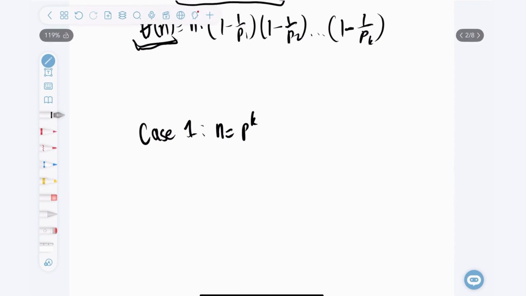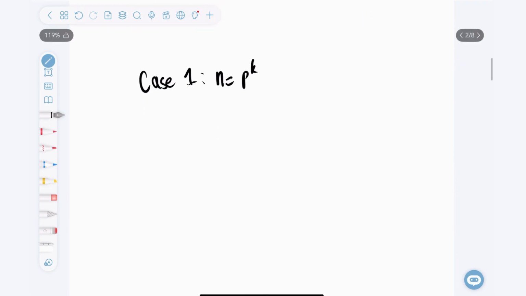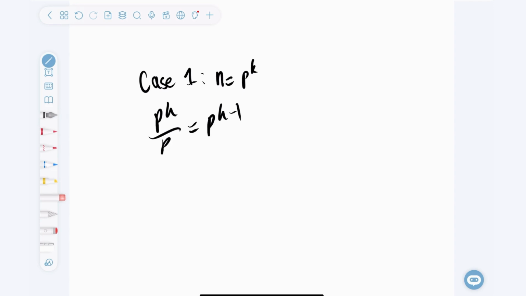The first case is where n equals p to the k, where p is just a prime number and k is the power p is raised to. So the only numbers not co-prime to n are the ones divisible by p, since we're looking for numbers that share a factor with p to the k. So p to the k over p, which equals p to the k minus 1, is the number of integers that are not co-prime to p to the k, or n.